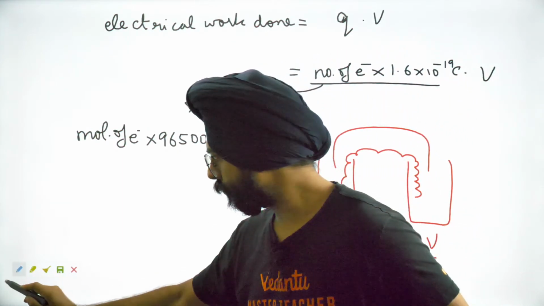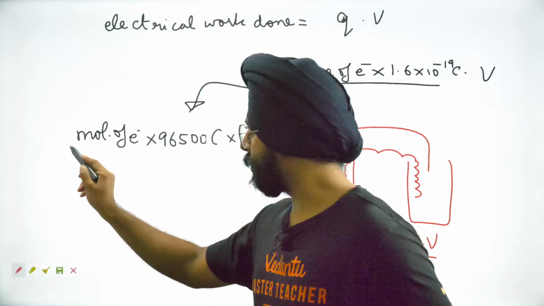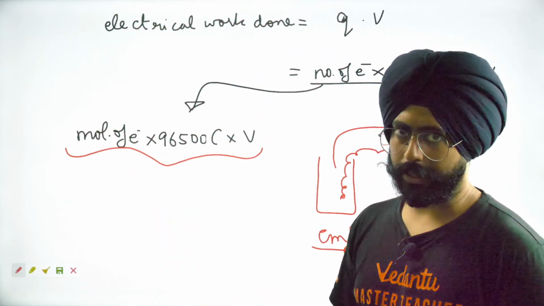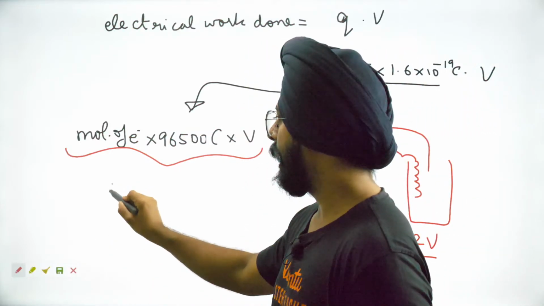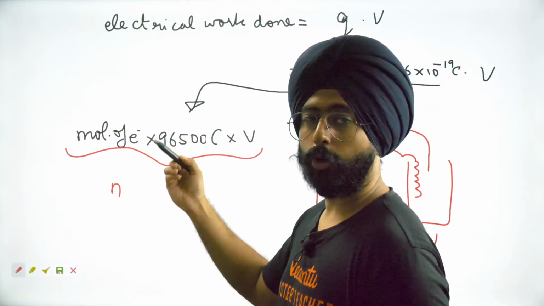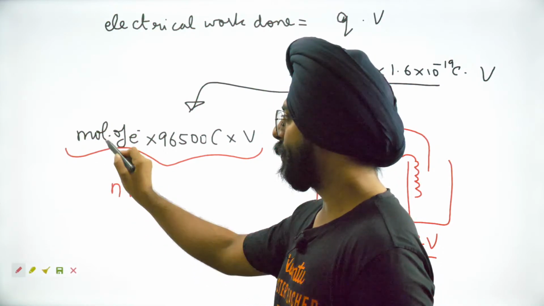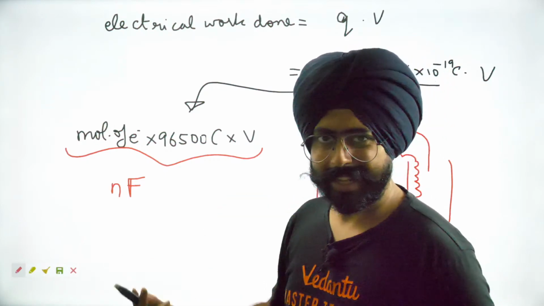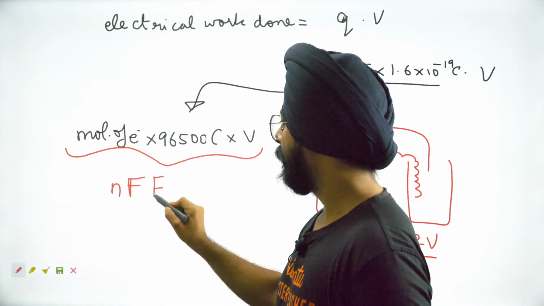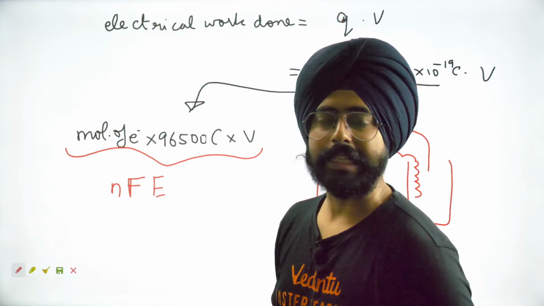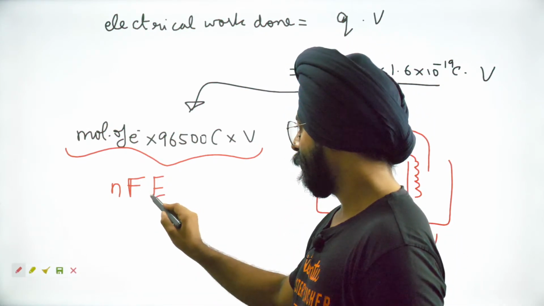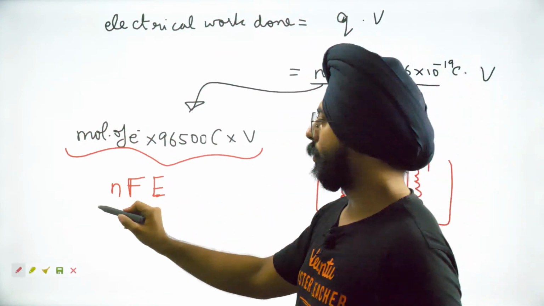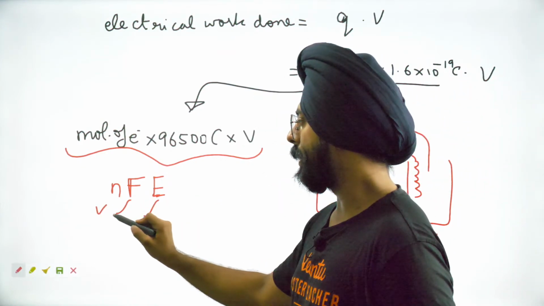Fine. This particular formula, which is very obvious, can be written as N into 96500 coulombs, which is 1 Faraday. N is basically the number of moles of electrons. V is just voltage, which for the cell we write as E. E is basically the EMF of the cell. So electrical work done by any cell is equal to N into F into E.